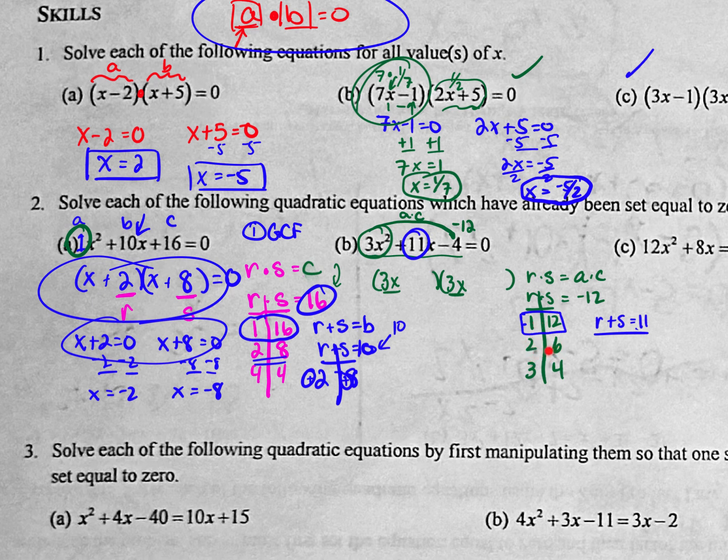I'm going to show you quickly why the others wouldn't work. 2 and 6, there's no way to combine those, no matter if they're both positive, negative, or opposite signs, to get 11, and the same with 3 and 4. So you just go through the list, figure out which pair and how you could arrange the negative sign, if you need one, to get that and still maintain that it gets negative 12 when you multiply.